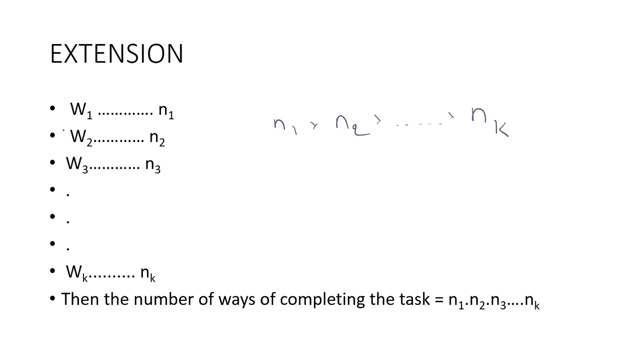So here we are going to perform all the works one after the other. And the number of ways of completing the task is the number of ways of completing W1 into the number of ways of completing W2 into so on up to the number of ways of completing Wk, which is going to be N1 times N2 times, and so on up to Nk.